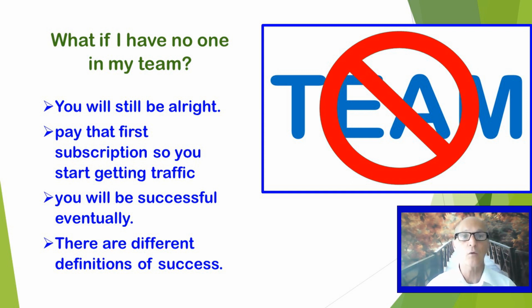And I say eventually because we've all got different definitions of success. Depending on who it is, success might mean you want 5,000 a year, or 50,000 a year, or 500,000 a year, or like me, 5 million a year, or any number in between. So you're going to be okay. Just pay the subscription and you're going to be all right.